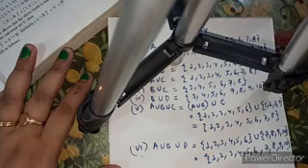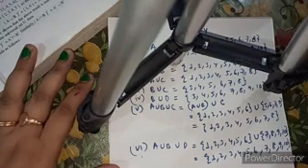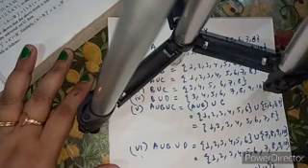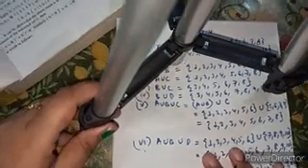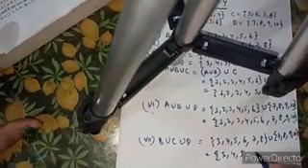Number 7 is B union C union with D. So B union C will be 3, 4, 5, 6, 7 and 8. Union with your D is your 7, 8, 9 and 10. Okay. So what will be the answer? 3, 4, 5, 6, 7, 8, 9 and 10. Okay. This will be the element present in your.